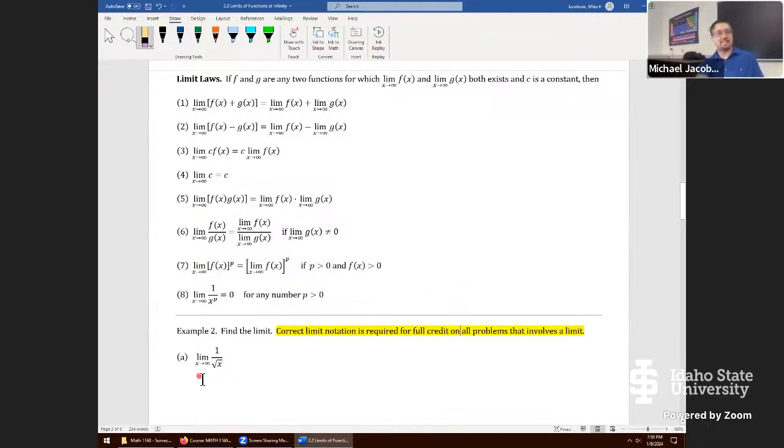So here's our very first one. We're taking the limit as x tends towards infinity of 1 over the square root of x. Our goal here is not to plot it this time. We want to know its exact limit through the limit laws. And it turns out the limit law that helps us the most is this one right here. Let's illustrate that one just to see what's going on with it.